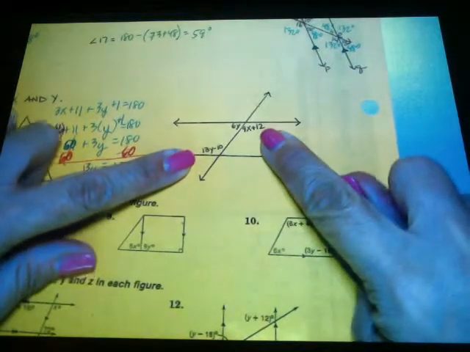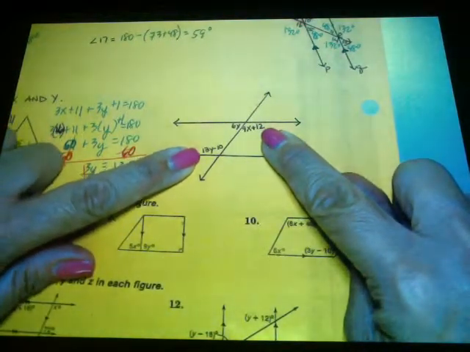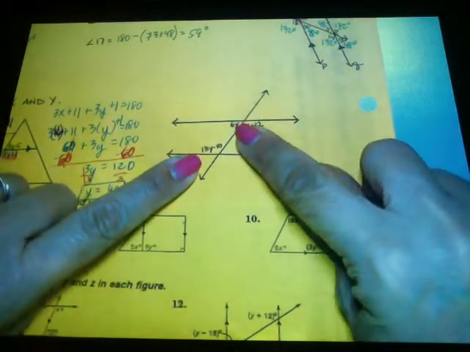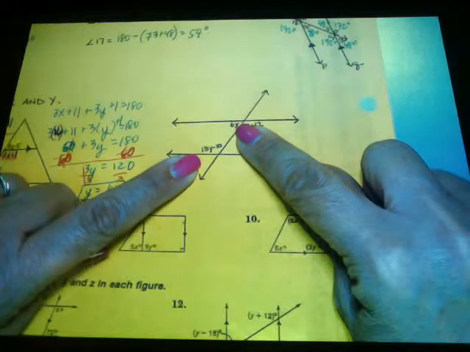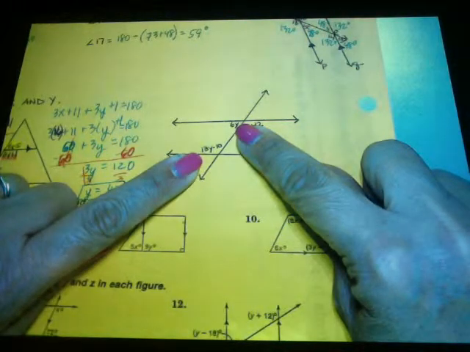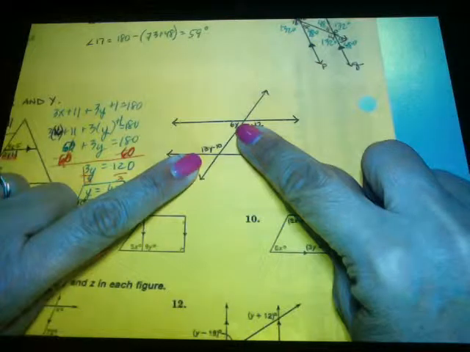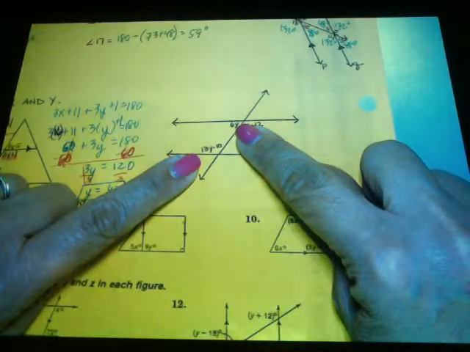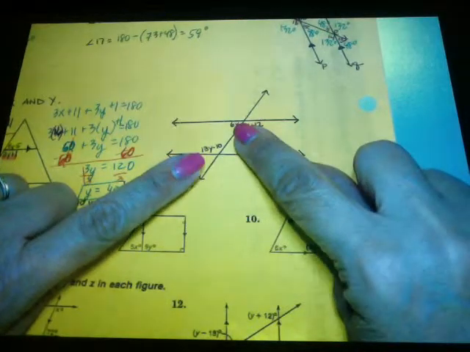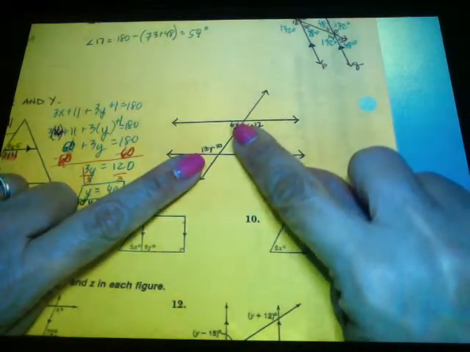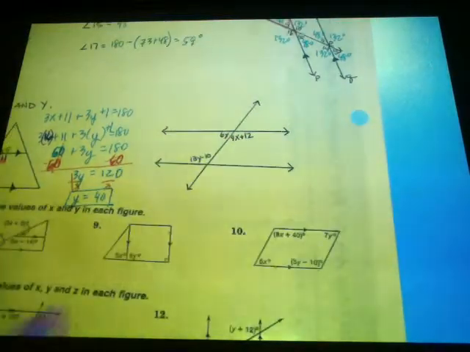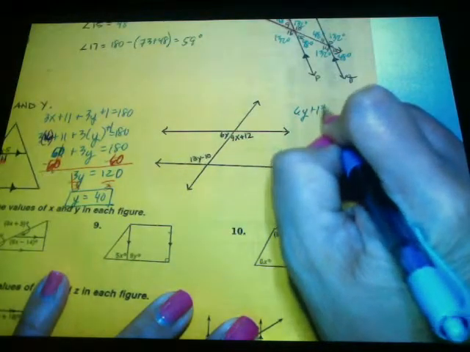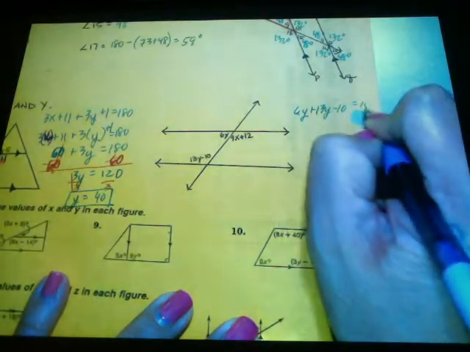What about these? Can I set that up? No, they don't have the same variables. But these two have the same variables. Do they have a relationship? What kind of angles are those two? Consecutive interior angles, right? Are they the same or supplementary? We've got an acute and obtuse, right? So they have to be supplementary. So I'm going to take 6y plus 13y minus 10 equals 180.